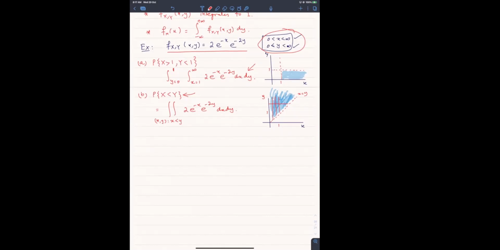In the notes we have used one, and I'll show that to you, and that is by considering that y going from 0 to infinity and x going from 0 to y, and I'll explain what that is. 2 e to the minus x e to the minus 2y dx dy. So y is going from 0 to infinity and x is going from 0 to y.